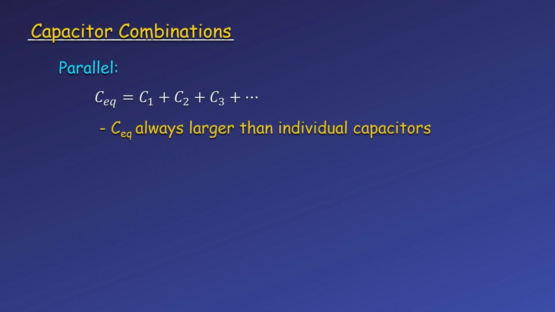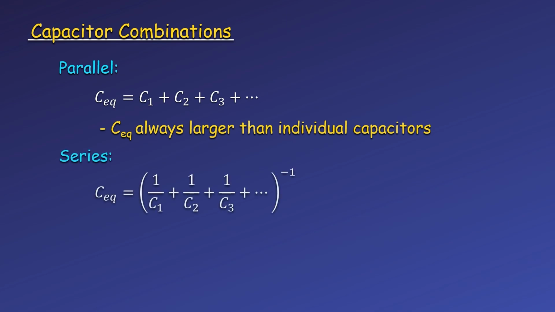Now let's write these more generally. In parallel, capacitance values add to increase the overall capacitance of the circuit. This applies to adding many capacitors in parallel, not just two. In series, we must be careful to add the reciprocals of capacitances, and then, after finding this sum, we invert to find the equivalent capacitance. It's very easy to forget to invert after adding, so watch out for this.